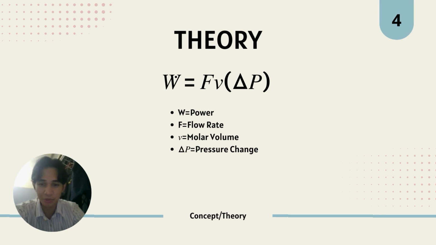In that case, the power required is as follows. W equals F V times the pressure change, where W is the power, F is the flow rate, V is the molar volume, and of course ΔP is the pressure change.